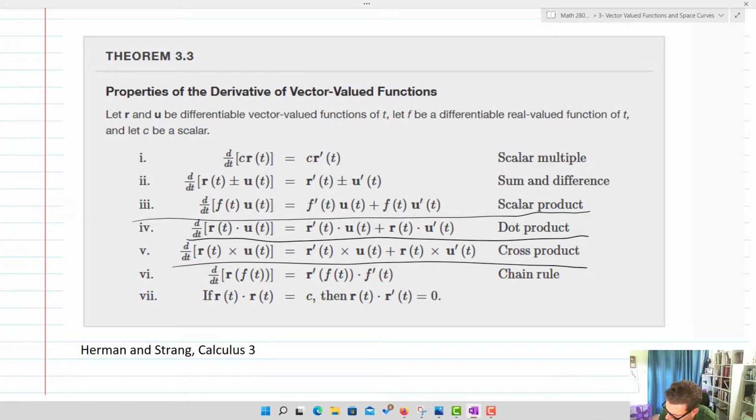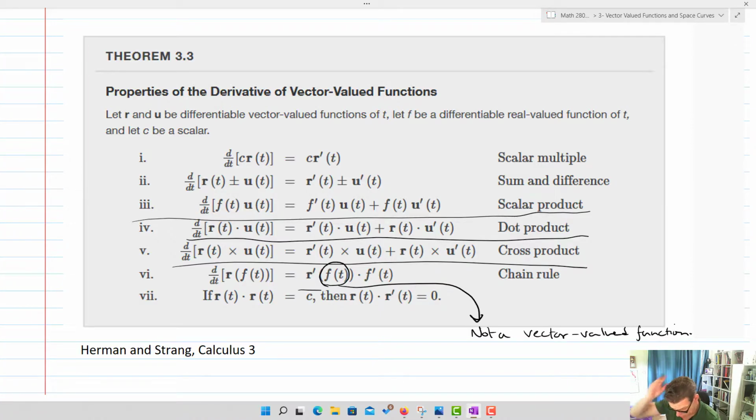This chain rule right here, I want to point out something about it too. This is a function f of t. This is not a derivative. It does say that f is a differentiable real valued function, but not a vector valued function. So f is not a vector valued function in this case, and that's actually an important piece right there.